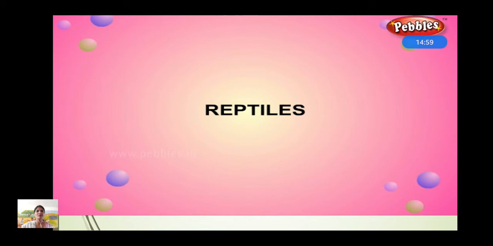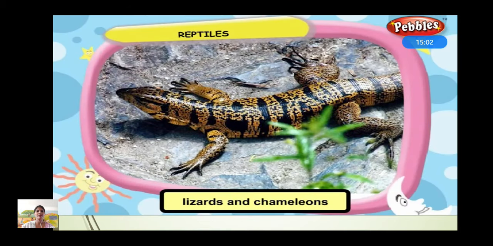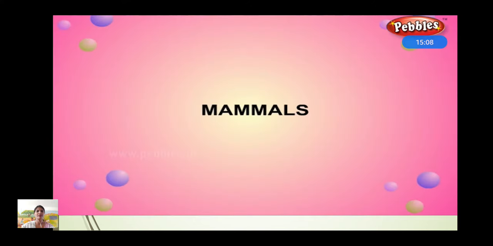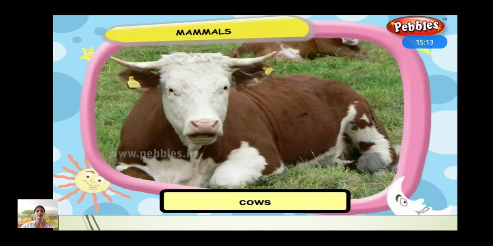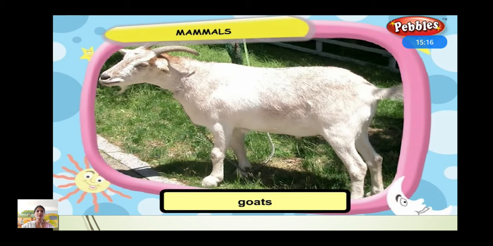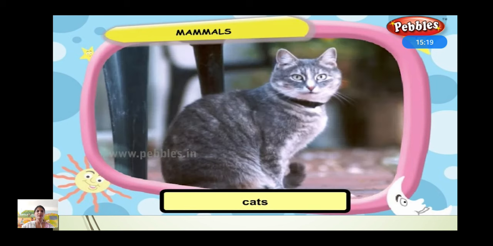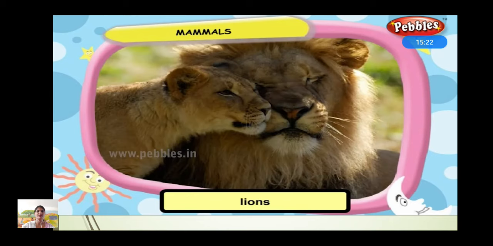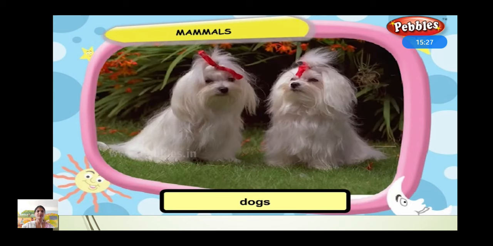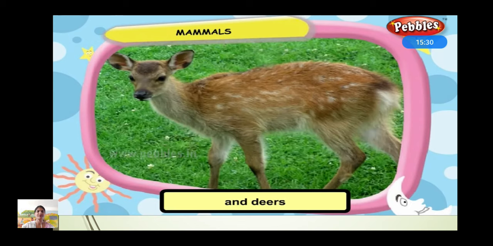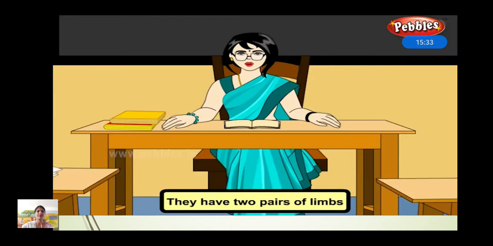Lizards and chameleons have two pairs of short limbs to move. Mammals. Animals such as cows, goats, camels, cats, lions, tigers, dogs, and deer move with limbs. They have two pairs of limbs, a pair of forelimbs and a pair of hind limbs.